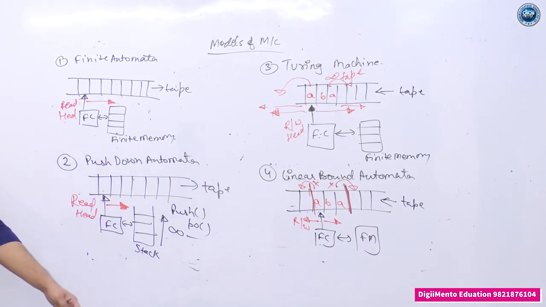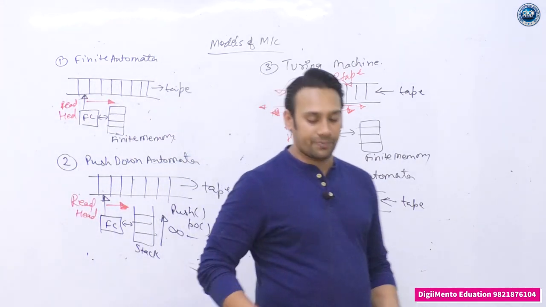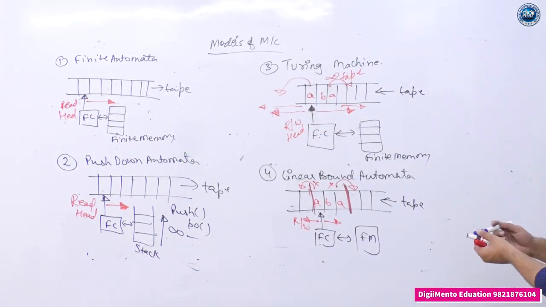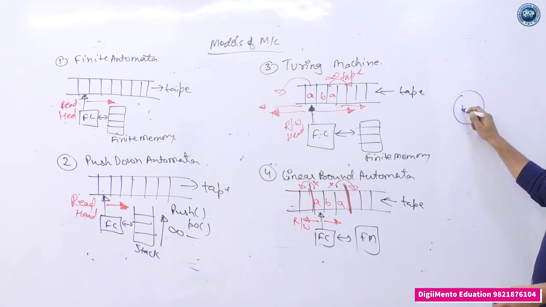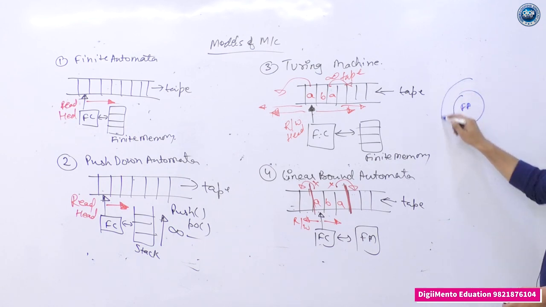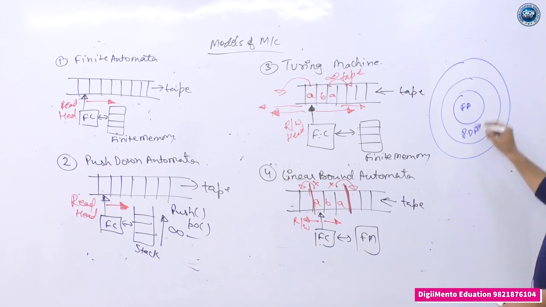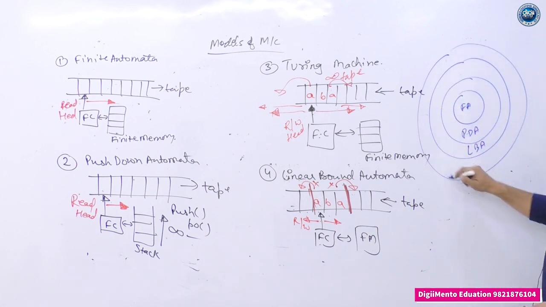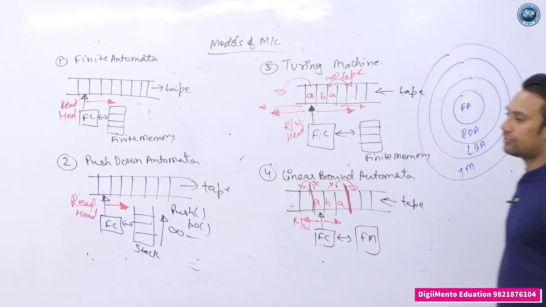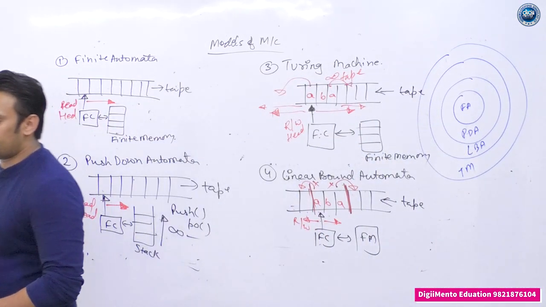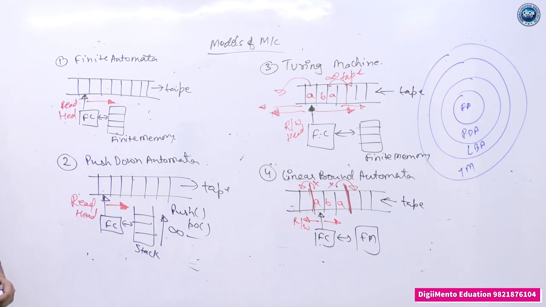Now you can also ask me, sir, which of these machines is more powerful, and why do we study all of these machines? Hum in machines ko padh kyun rahe hain, aur inme se kaun si machine zyada powerful hai? You can ask me this question. Now you can see that first you have the finite automata, then the pushdown automata is more powerful than the finite automata, and then the linear bound automata is more powerful than the pushdown automata, and after this you have the Turing machine, which is the most powerful machine out of all of them. Turing machine sabse zyada powerful hai. And what do you mean by this power? Is power ka matlab kya?